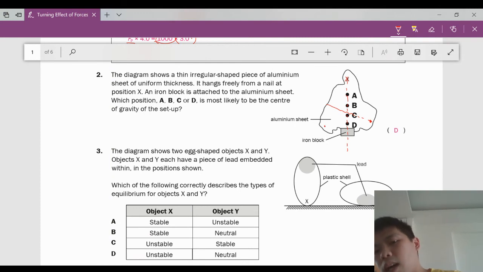If you do it here, you hang, take a string, let it swing and stabilize. You will get it about here. So the center of gravity now is at C. This is without the iron block.